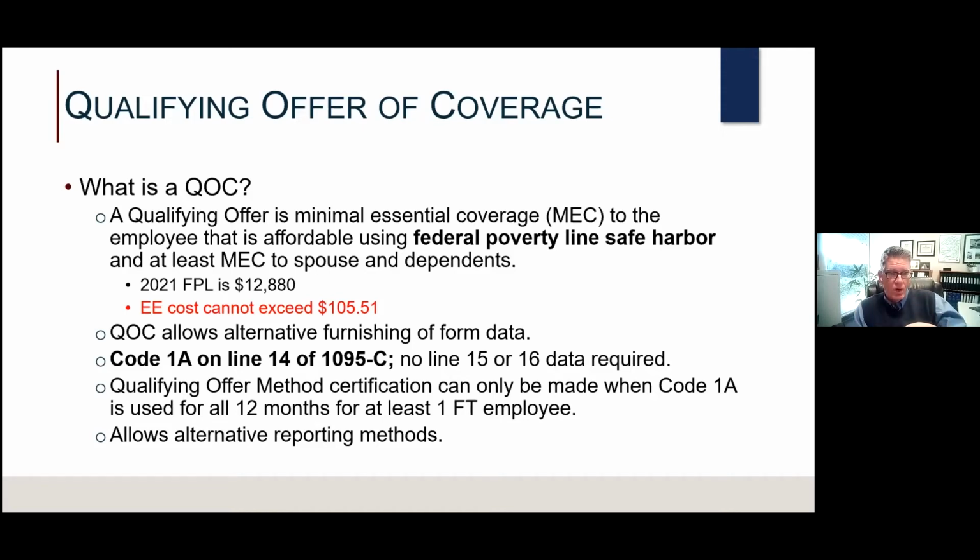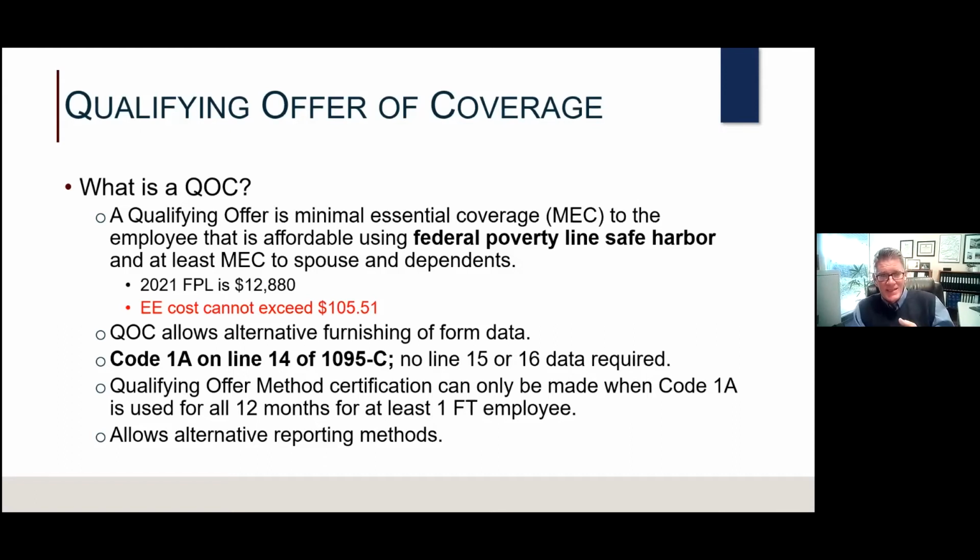So for 2021, that FPL figure is $12,880, and when you apply the affordability percentage, which for 2021 is 9.83%, you come up with $105.51. If your offer of coverage costs the employee below that amount, you're making a qualifying offer of coverage, and it allows you to do alternative 1095C completion, where you only have to put the offer code on line 14, and you don't have to provide the IRS with any information about the cost of the coverage, and you don't have to put any safe harbor information or codes on line 16 of the form.